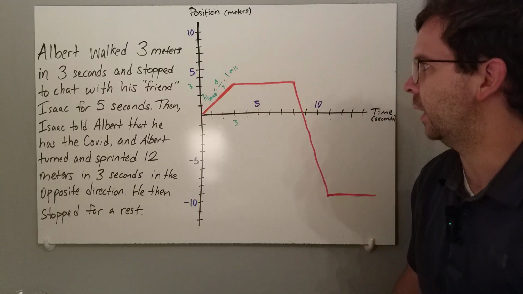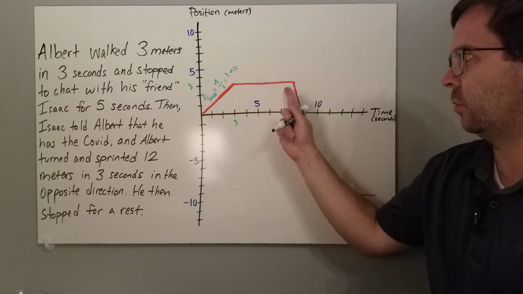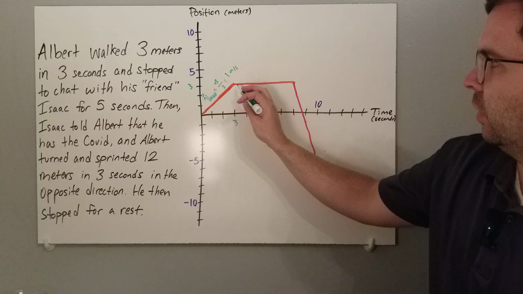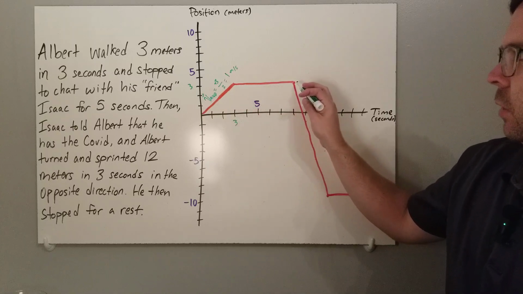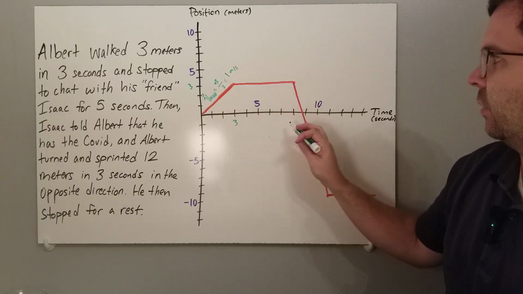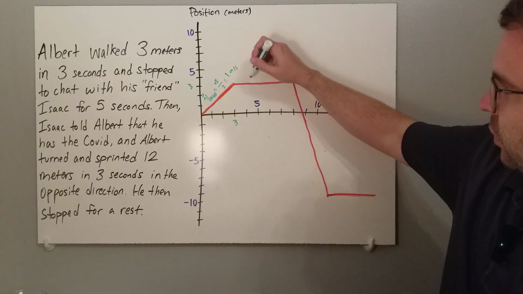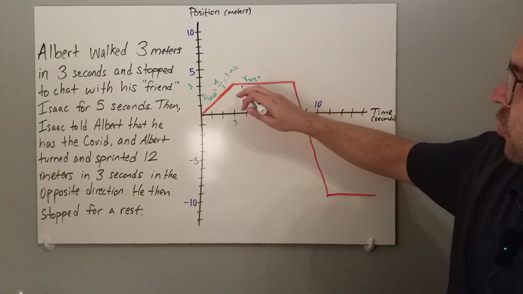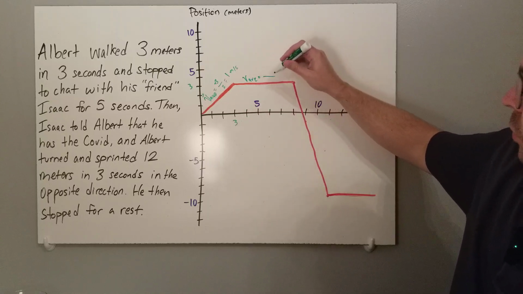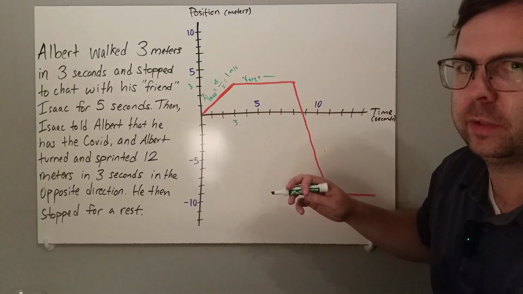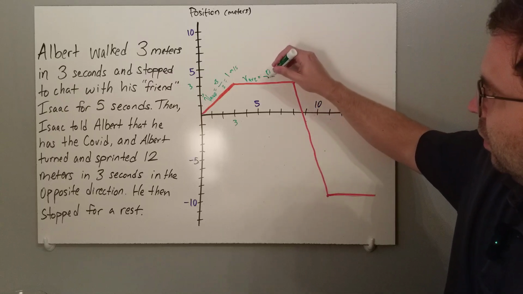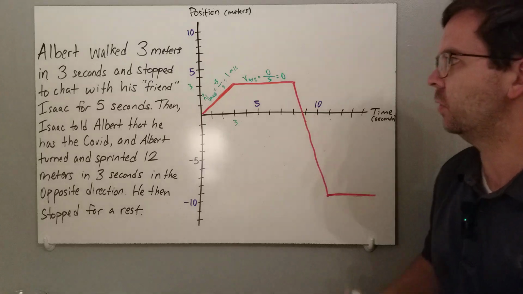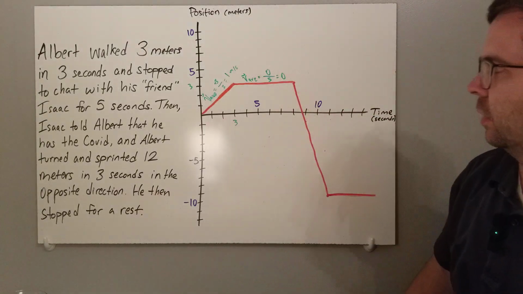Sorry if you have trouble seeing that. You can also calculate his velocity here if you didn't know any of this information. The position is remaining at 3 meters for a total of 5 seconds. And so the average velocity here, written as an equation, his change in position is from 3 to 3. That's no change. And so we write 0 over 5 seconds. So his average velocity is 0 for this leg of the journey.